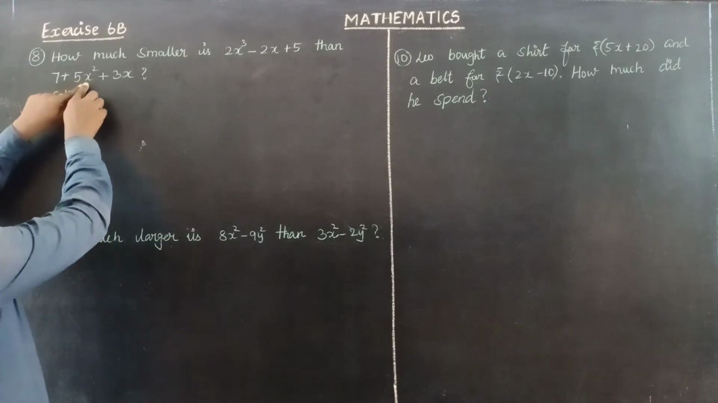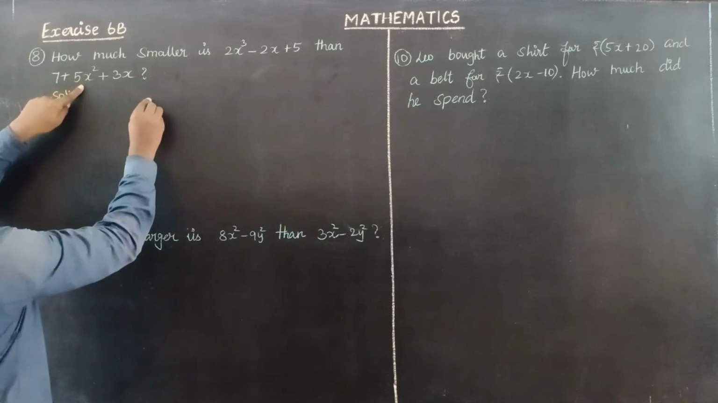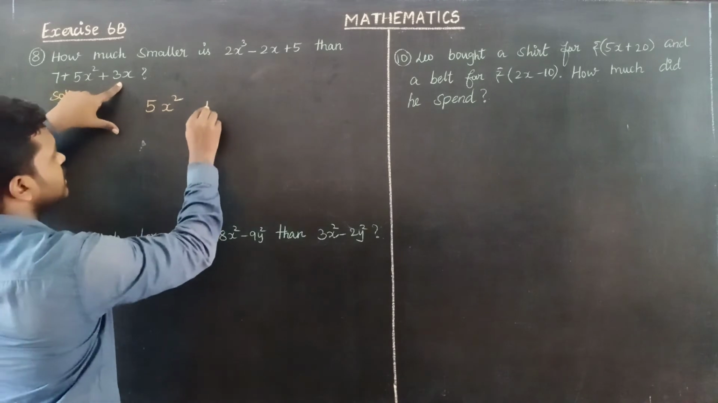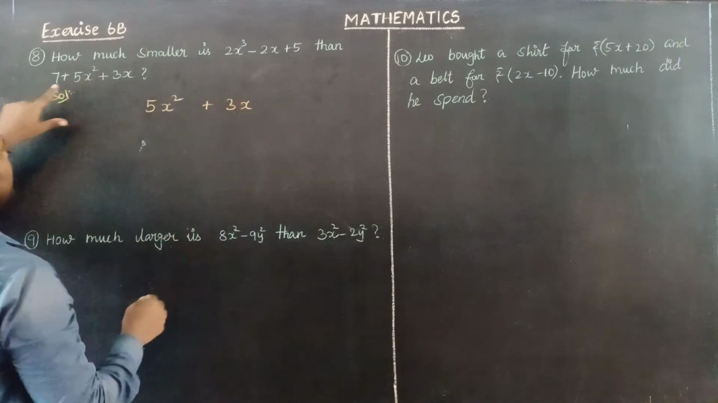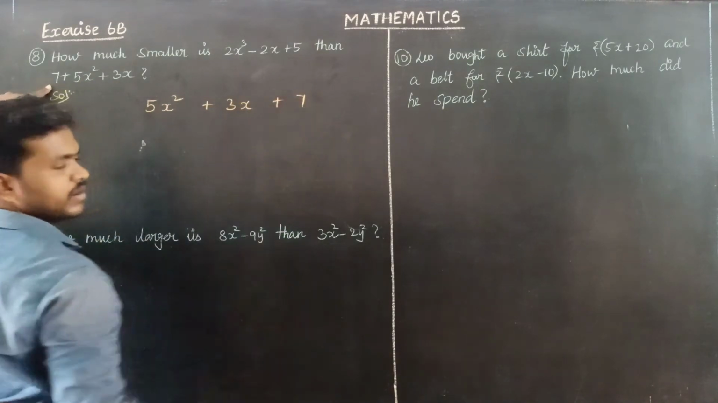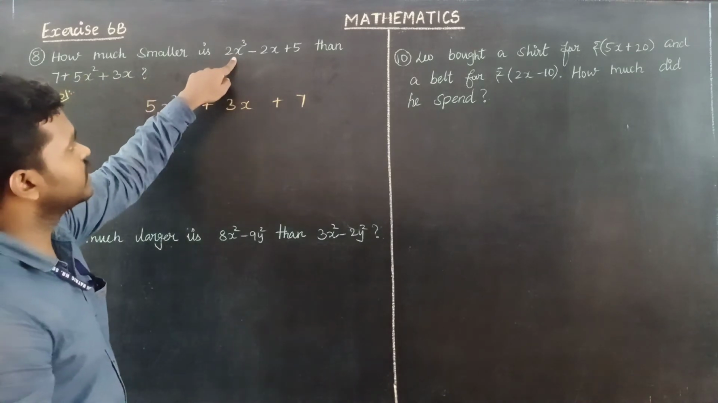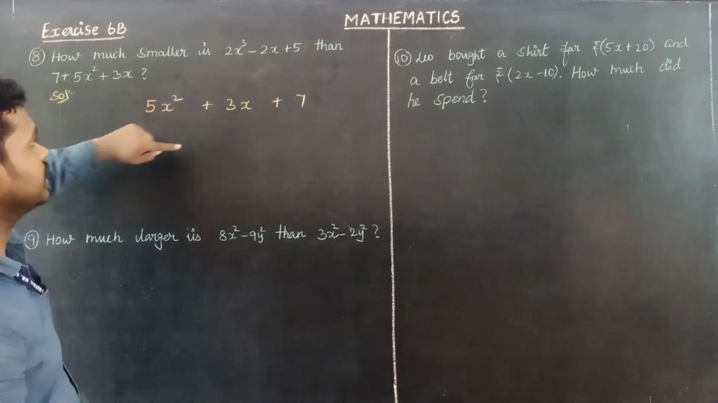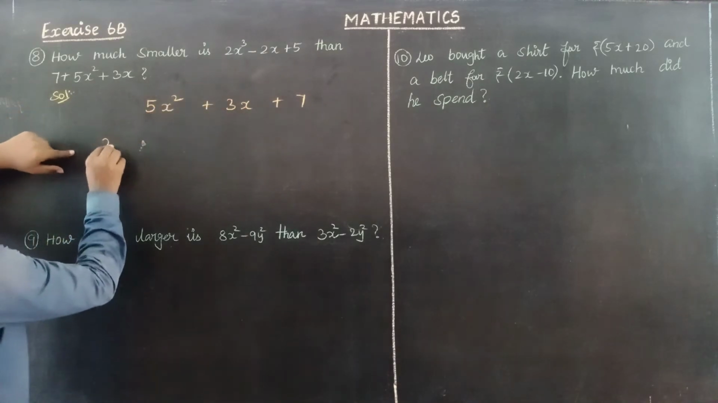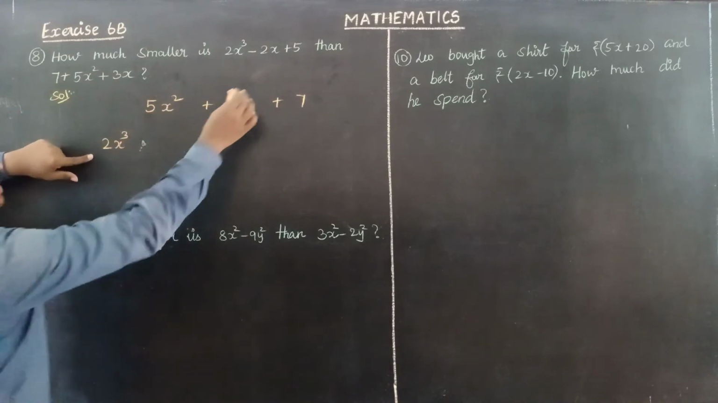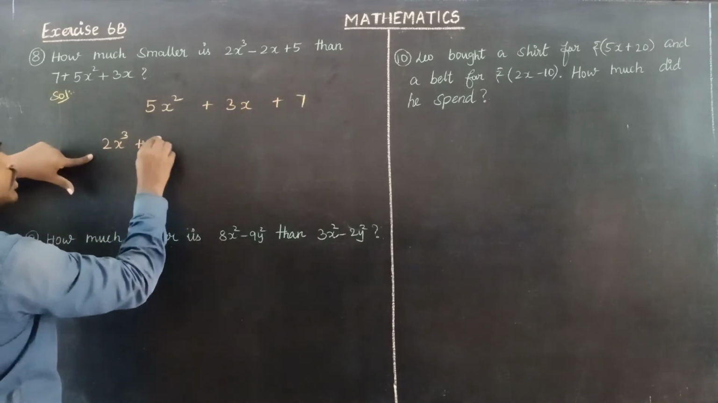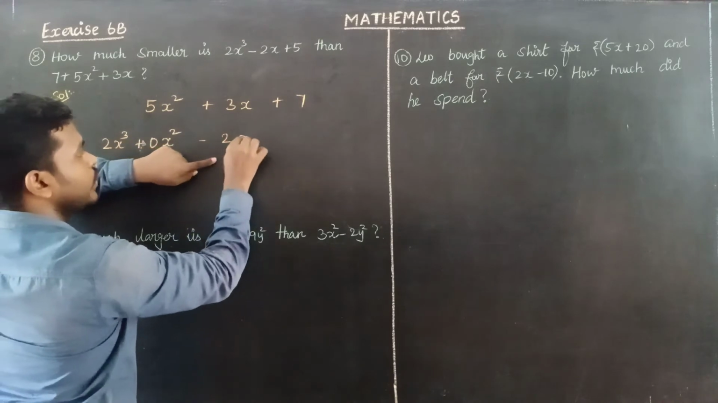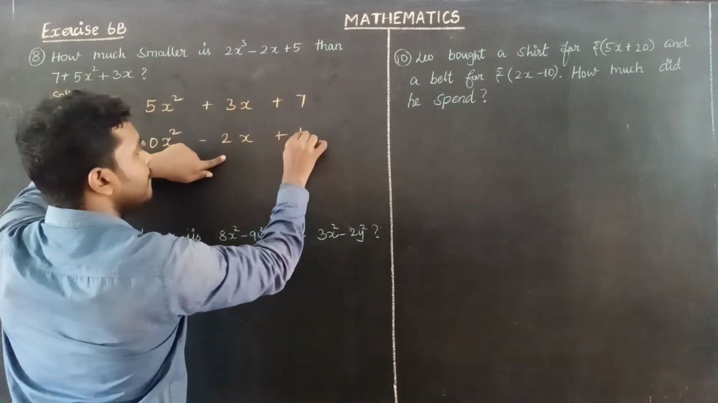So, the greatest value is written in descending order of power. First 5x square, then plus 3x, and the constant term is 7. In the other expression, first we have 2x cube. The x square term is 0x square. The x term is minus 2x. The constant term is plus 5.